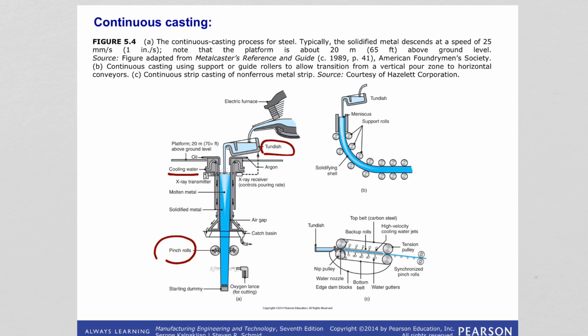Prior to starting the casting operation, a solid starter bar, we also call it a dummy bar, here, is inserted into the bottom of the mold. As the molten metal is first poured, it solidifies onto the dummy bar. The bar is then withdrawn at the same rate at which the metal is poured, and the cast metal is then cut into specific lengths by controlled torch cutting.